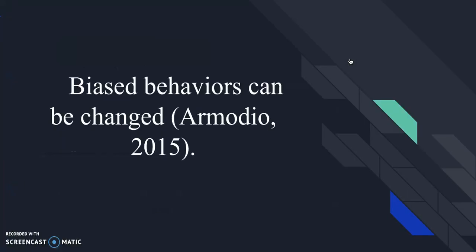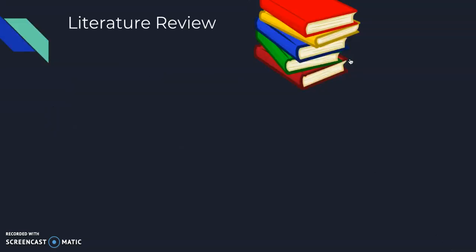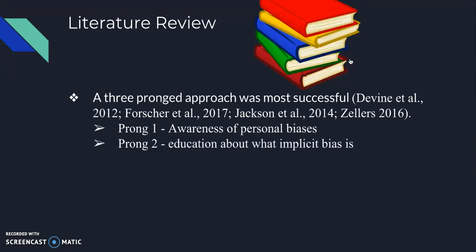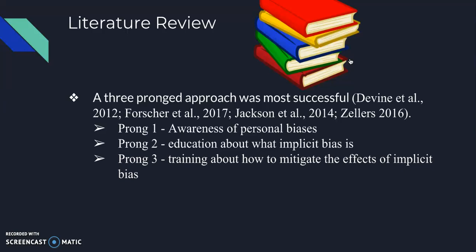The most important finding is that implicit bias behaviors can be changed. And that idea formed the foundation of my study because I sought to find how effectively certain activities changed behaviors. My literature review focused on how to change biased behaviors, and I found that a three-pronged approach was most successful. Prong 1 is awareness of personal biases. Prong 2 is education about what implicit bias is. Prong 3 is training about how to mitigate the effects of implicit bias. There was no particular order, but the most effective studies for reducing implicit bias had all three of those components.